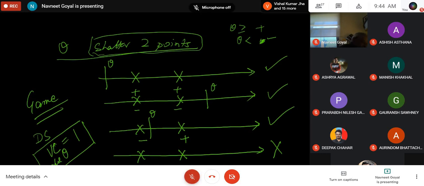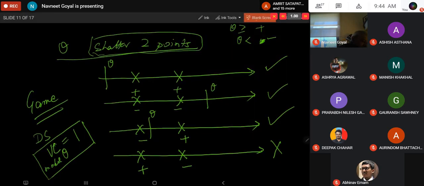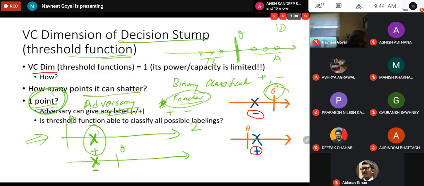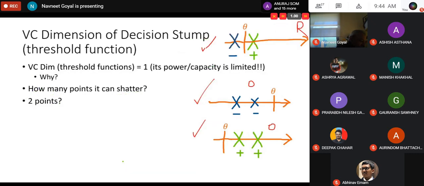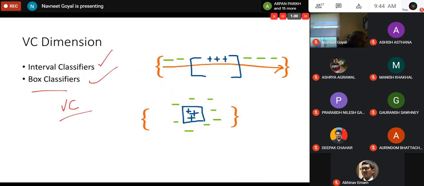Okay, so now let me take you to the next thing. Have you understood the concept of adversary? The adversary will try to make your life difficult. This is what I was discussing. The 2 points I've done already, so I'll skip this. Now let me take you to what are called interval classifiers, and then box classifiers. First, try to understand what these are.